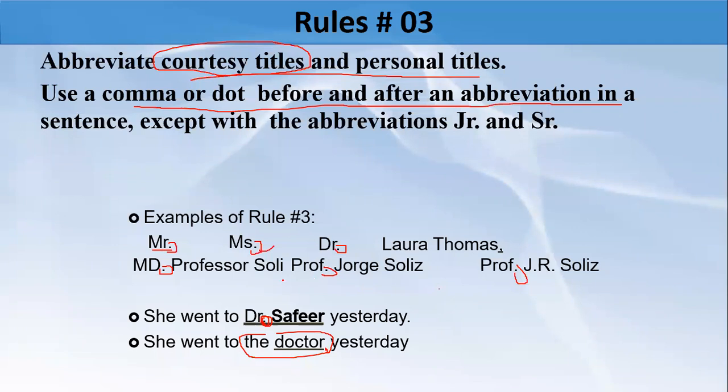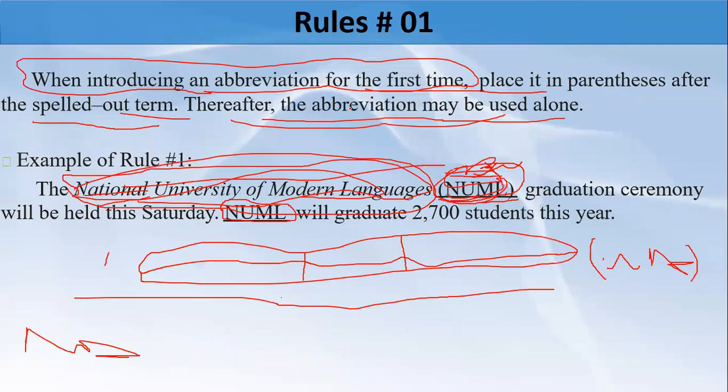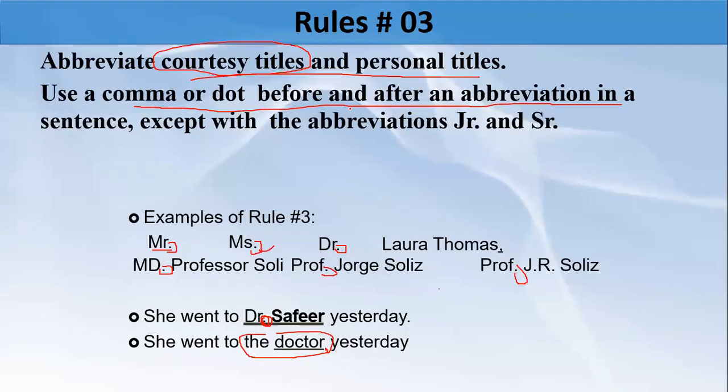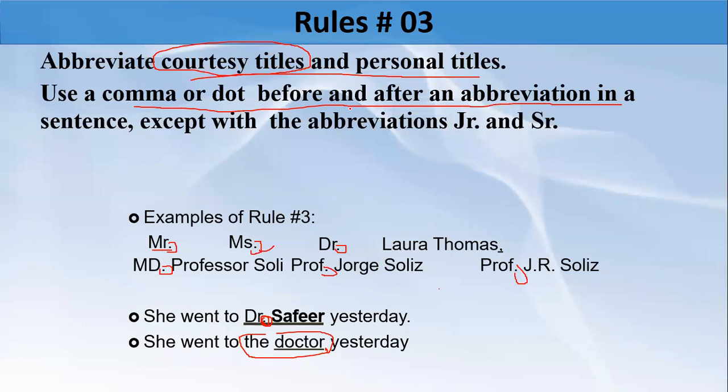That is why I told you that abbreviations of the English language are very inconsistent. There are variations in them. Okay, that is why we are learning the rules. The rules must be learned, and the most frequently occurring abbreviations must be learned rather than memorized. Okay, because they are inconsistent.